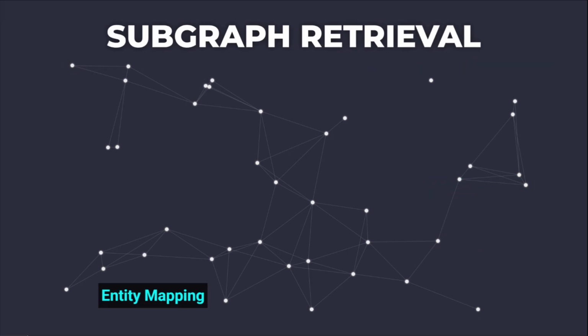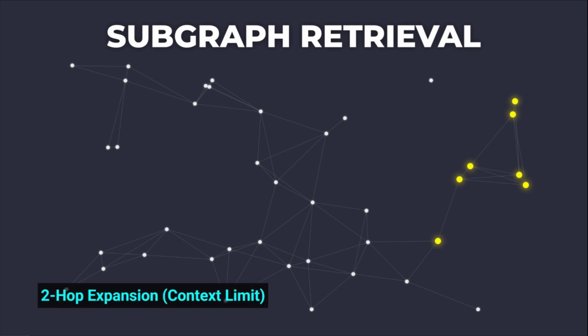Subgraph retrieval focuses on finding localized, relevant context efficiently. The user query is first mapped to specific entities in the knowledge graph. This entity mapping uses techniques like entity linking or fuzzy matching. Once entities are identified, we traverse the graph outwards. A common strategy is the k-hop expansion, typically k equals 2 or 3.